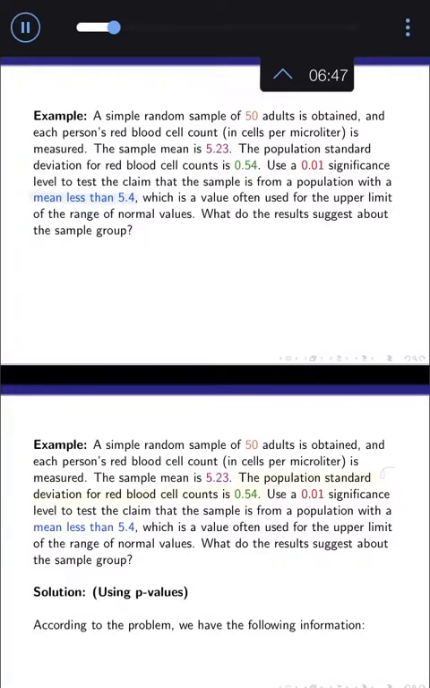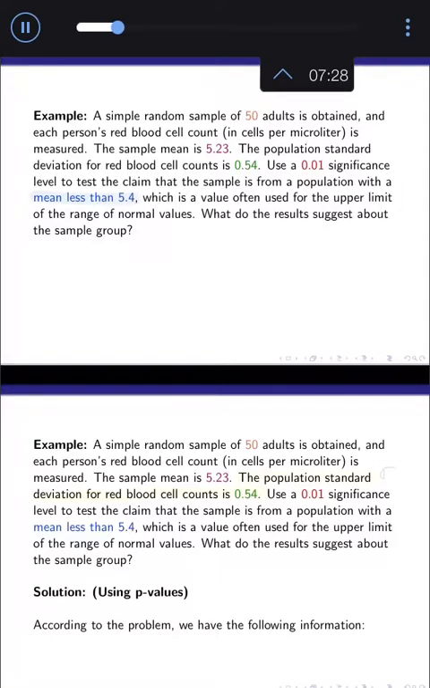Let's look at an example. This first example says we have a simple random sample of 50 adults, and each person's red blood cell count is measured, and the sample mean is 5.23, and the population standard deviation for red blood cell counts is 0.54. They want us to use a 0.01 significance level to test the claim that the sample is from a population with a mean less than 5.4, which is a value often used for the upper limit of the range of normal values. What do the results suggest about the group?